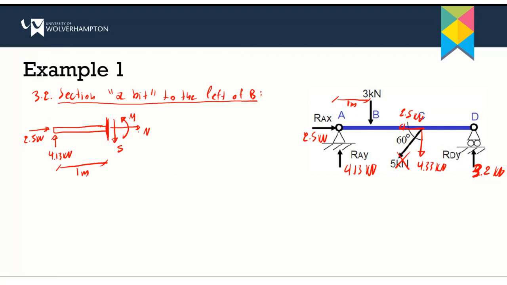Once again, in order to distinguish between different internal forces, I will call this one MB left or MBL, NB left, and SB left. So over and over again, I will be applying the equations of equilibrium. The sum of forces in x direction has to be equal to zero. So 2.5 plus NBL equals 0, or NBL equals minus 2.5 kilonewtons.